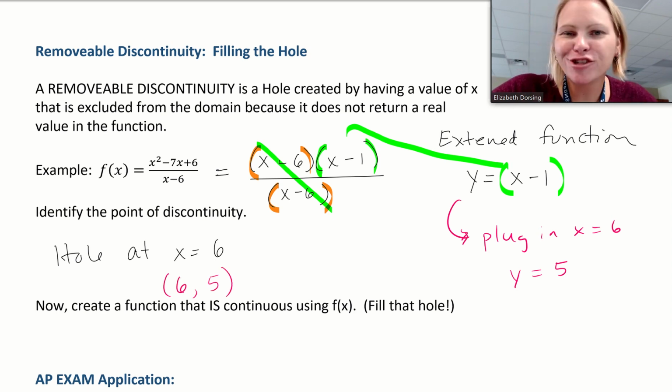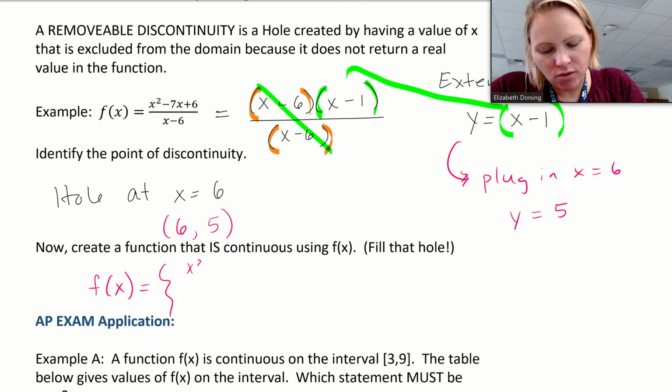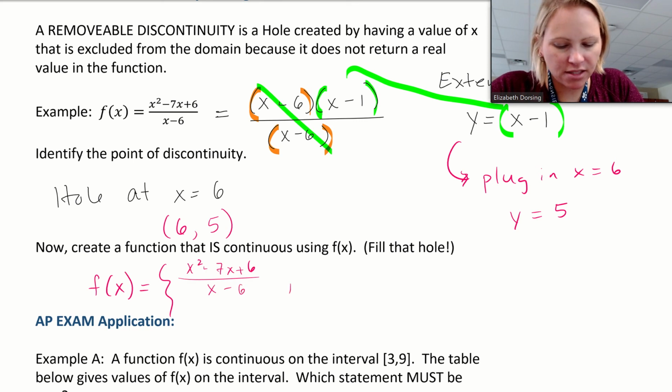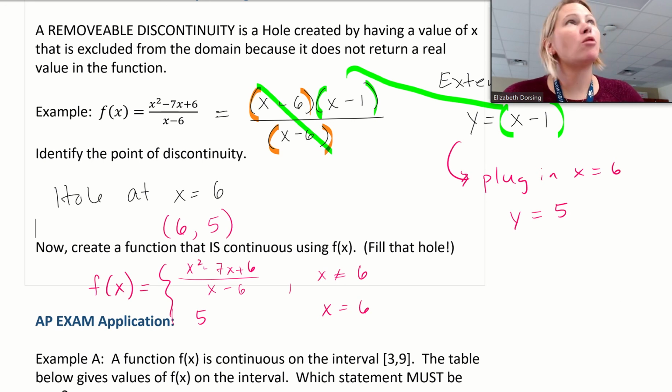So to create a function that fills the hole, what we do is we build a piecewise function. We say f of x equals x squared minus 7x plus 6 all over x minus 6 for every value except x not equaling 6. And then we're going to let it equal 5 when x is 6. So what we've just done is we have filled the hole. We found the extended function, we plugged in x equals 6 to get y equals 5, and we've filled that hole. Let me take a moment and show you the graph and show you that this does, in fact, work.